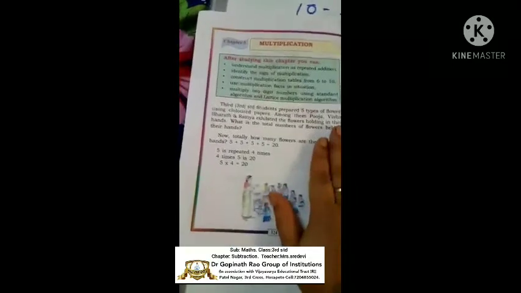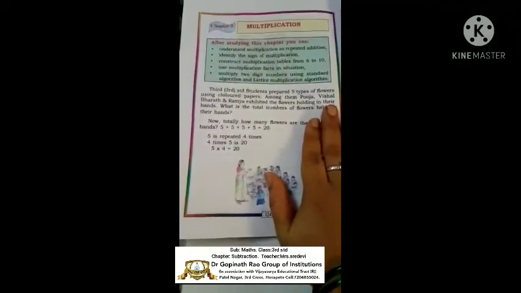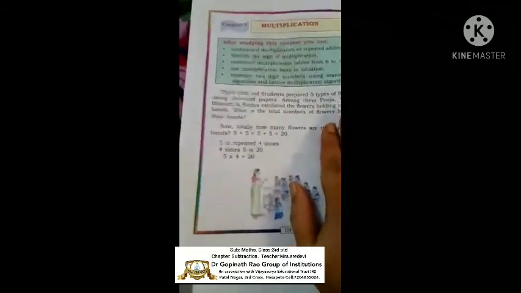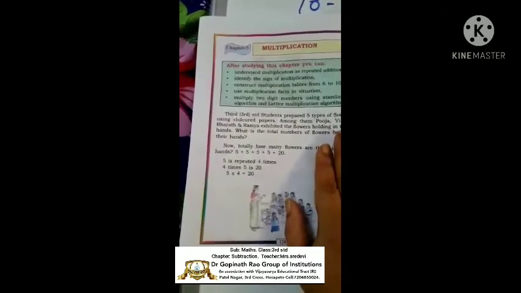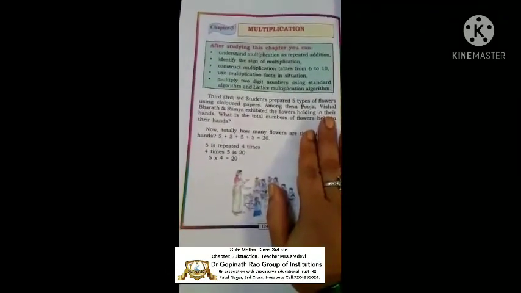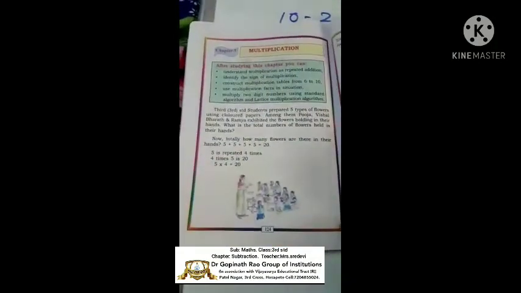Okay children. In the next class I am going to start your multiplication. If you want to do the multiplication chapter, you should be thorough with the tables, children. You should be thorough with your dictation. I'll give time for you all. Learn the tables till 15. Then I'll solve the multiplication chapter for you all.